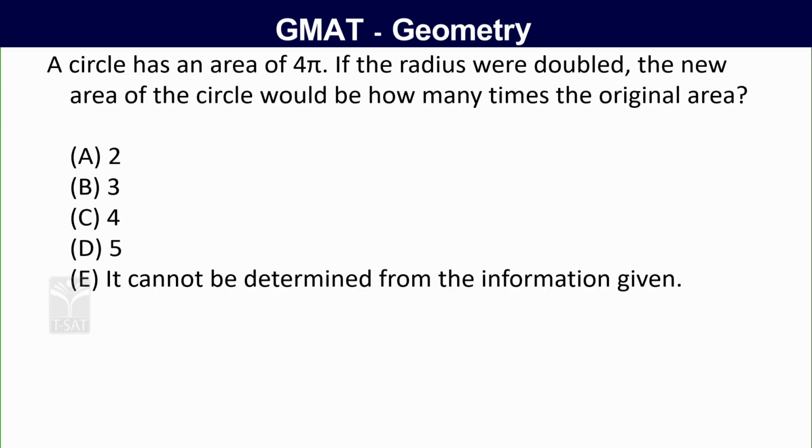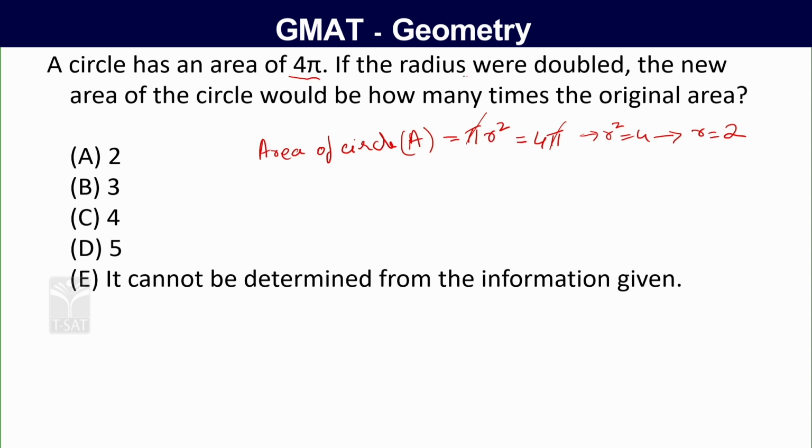A circle has an area of 4 pi. If the radius were doubled, the new area of the circle would be how many times the original area? Okay, they are telling us the area of the circle is 4 pi. So area of circle A is equal to pi r square, is the formula, which is given as 4 pi. So when we equate this, we can cancel out pi on both sides and you will get r square is equal to 4. That means that r, that is radius, is equal to 2.